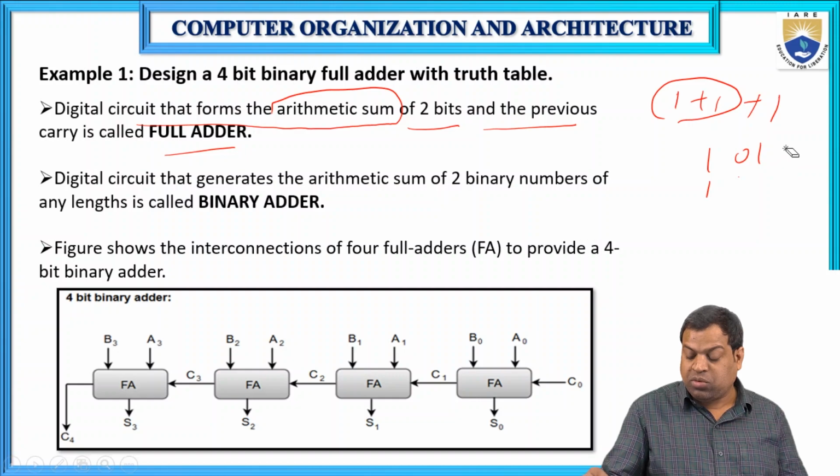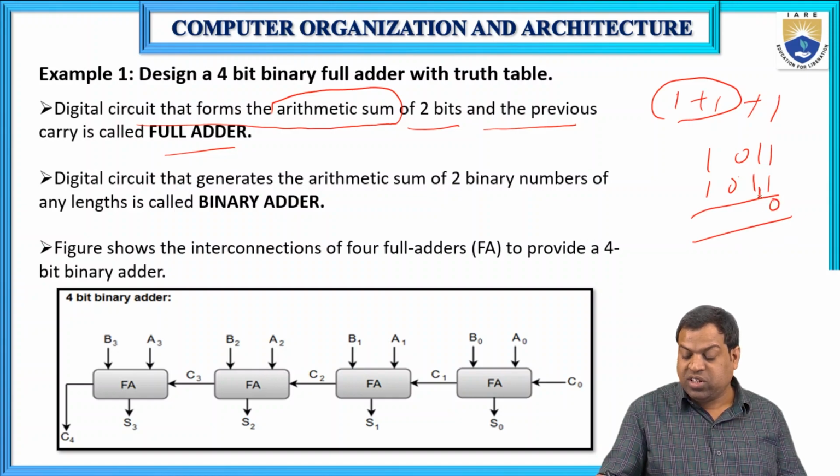or 1 0 1 1, for example. Here also I am taking 1 0 1 1. So 1 plus 1 is 0 and carry 1 is there. Here I am adding only 2, that is A plus B, for example. But here I am adding A, B and the carry also. So how many inputs are there now? There are 3 inputs.